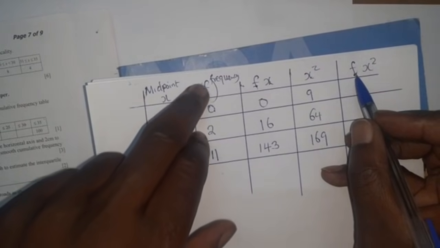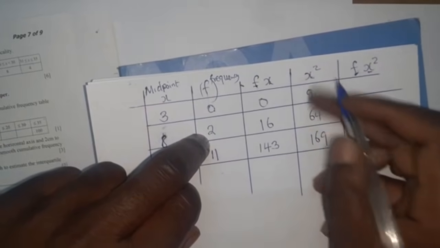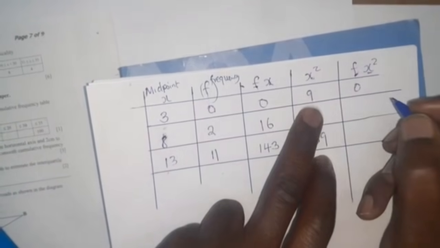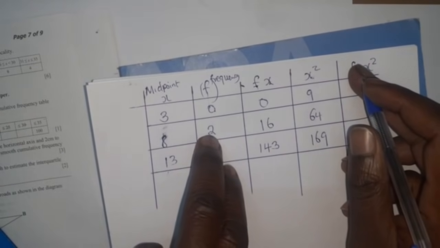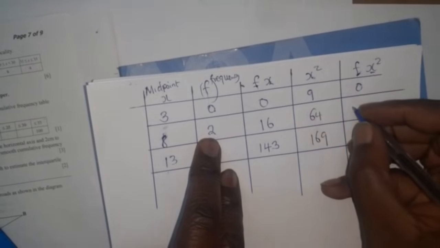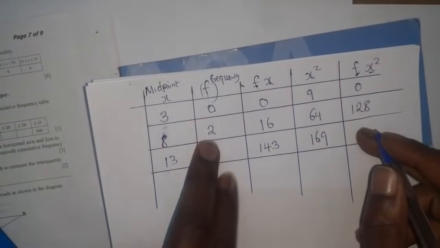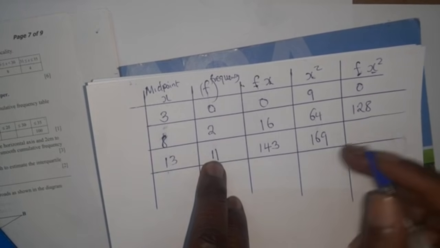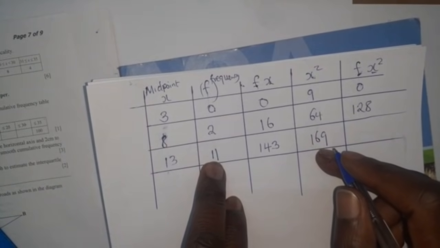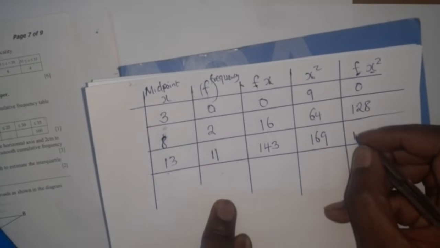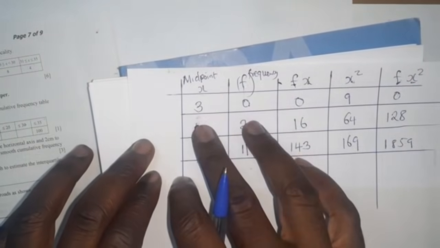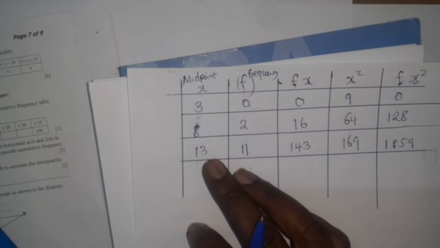Then here we have f. What is our f? It's this part, multiplied by x squared. Where is our x squared? This part. So this is 0 multiplied by 9, you get 0. Then this part here is f, which is 2. 2 multiplied by 64, you get 128. Then here we have 11 by 169. What are we going to get? We're going to get 1,859. So we need to carry out this process even on the remaining 4 intervals.